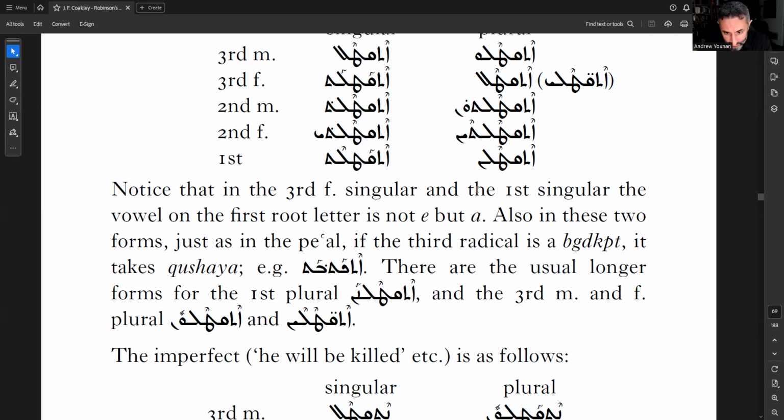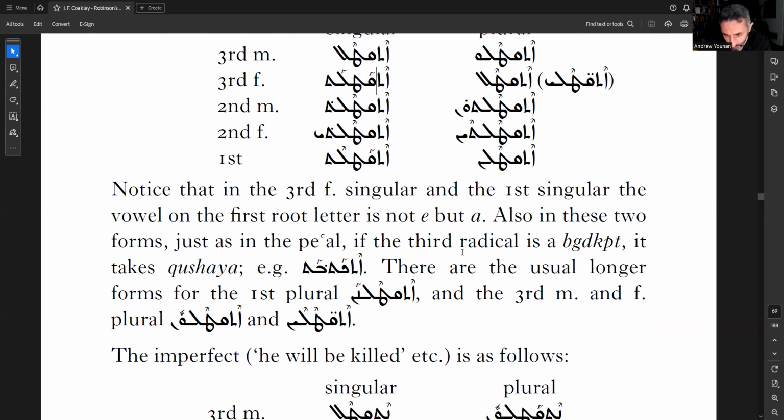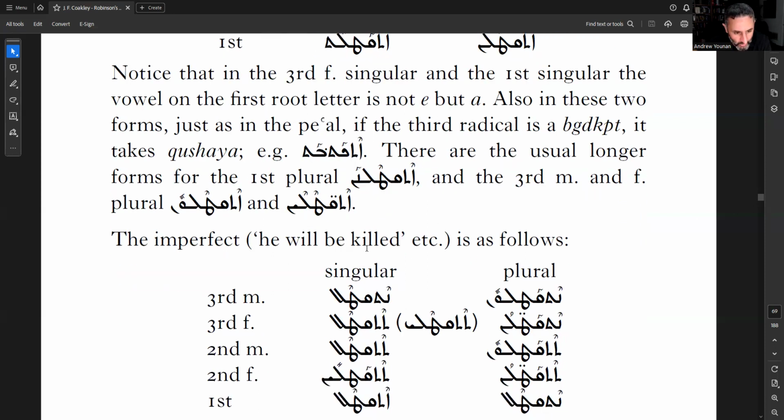Notice that in the third feminine singular and the first singular, the vowel on the first root letter is not i, but a. So this vowel changes and this vowel changes. No big deal. Also in these two forms, just as in the pa'al, if the third radical is this, it takes a qushai, so it's not soft anymore. Again, ignore that. There are the usual longer forms for the first plural, ithaqtalnan, and the third masculine and feminine, ithaqtalun, ithaqtalin, rare, but you'll see them once in a while.